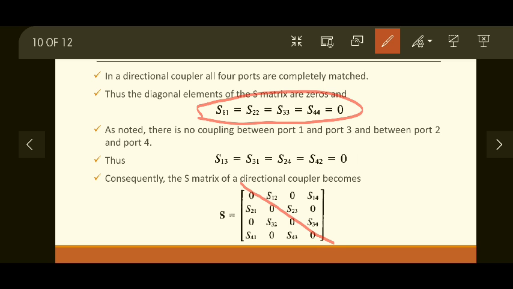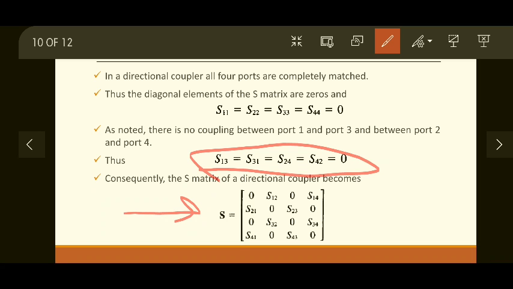And already at the beginning we have mentioned that between port 1 and port 3 and port 2 and port 4 there was no coupling. That means S parameters related to 1 to 3, that is S13 and S31, and S parameters related to 2 to 4, that is S24 and S42, both will be 0 because of no coupling. So our S matrix is reduced to this one: diagonal elements 0, S13, S31, S24, S42 are also 0, and the remaining parameters are to be found out.